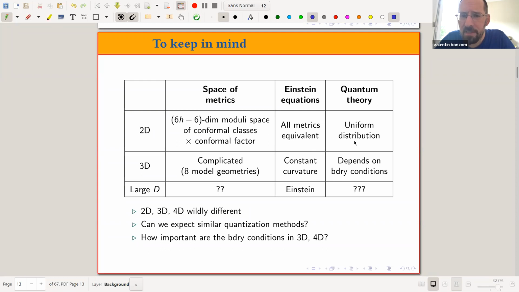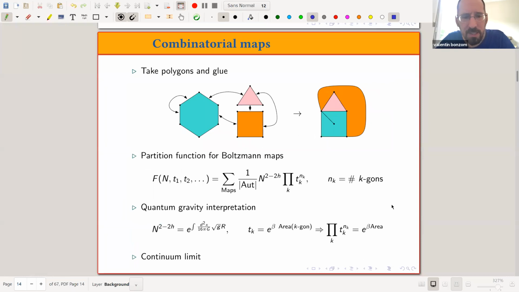In the quantum theory, it means that in 2D, you have a uniform distribution over metrics of fixed area. But in higher dimensions, it depends on boundary conditions. And I guess that's something that's been discussed by Mark Zeller in his lectures. So widely different theories in 2D, 3D, and 4 dimensions. Can we expect similar quantization methods to work? I do not know. How important are the boundary conditions? Probably very hard to say more for me at the moment. So let's start to look at different models in detail and prove theorems.